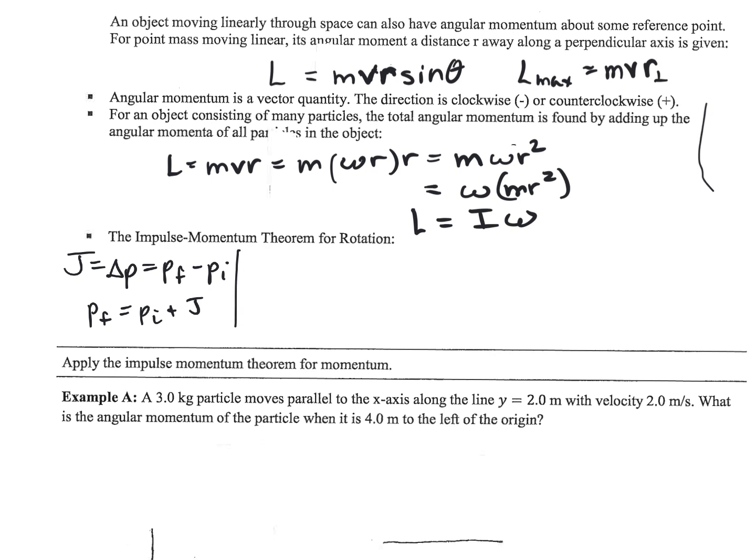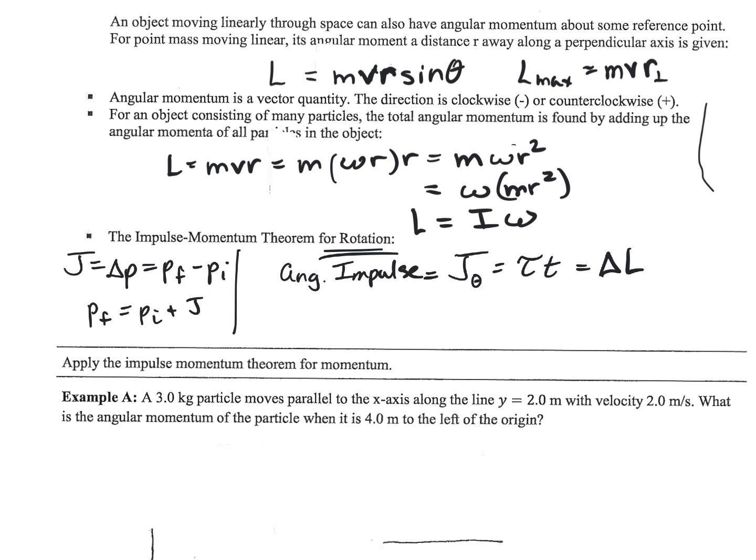This is linear impulse. So for rotation, what we're looking at is we have some sort of, what? Torque. Yeah, we have some sort of torque. What we know is angular impulse is equal to J theta, okay? That is change in torque over time, okay? That is equal to change in angular momentum.